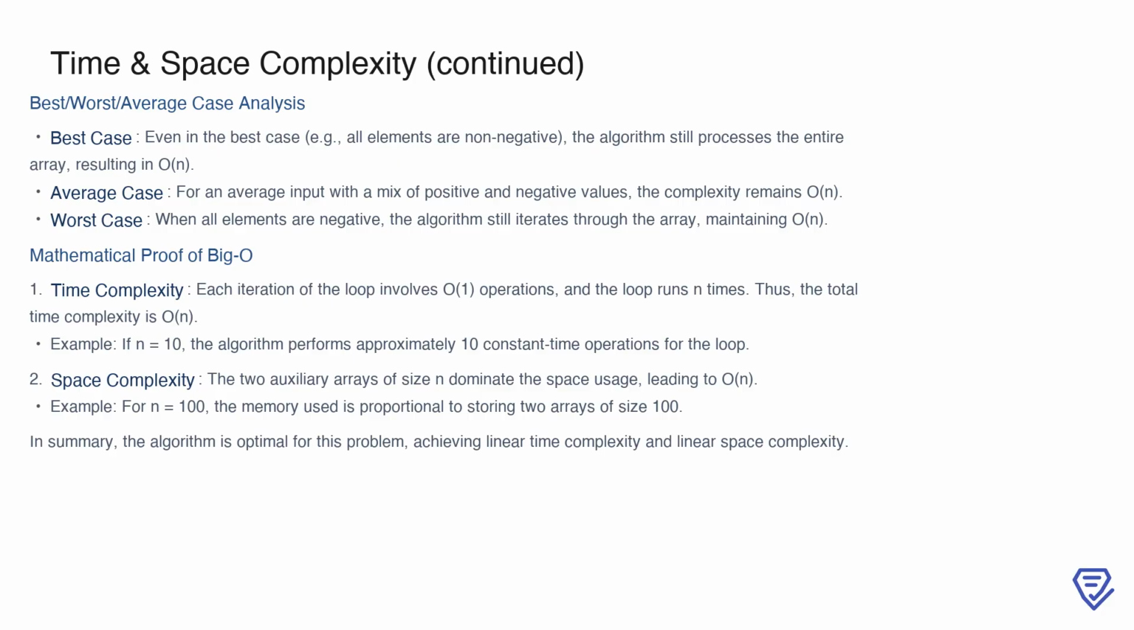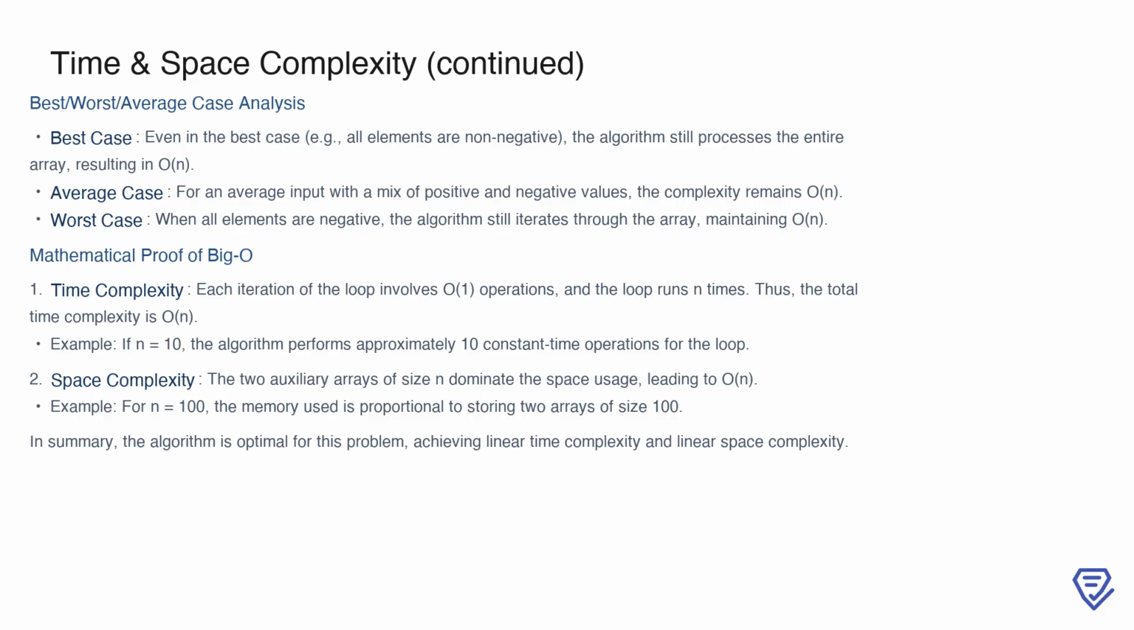For an average input containing a mix of positive and negative values, the complexity remains n, since the algorithm performs the same operations regardless of the input distribution. Even in the worst case, where all elements are negative, the algorithm behaves consistently, iterating through the array once and maintaining n complexity. Mathematically, the time complexity is derived from the fact that each iteration involves a constant amount of work, repeating n times for a total of n.